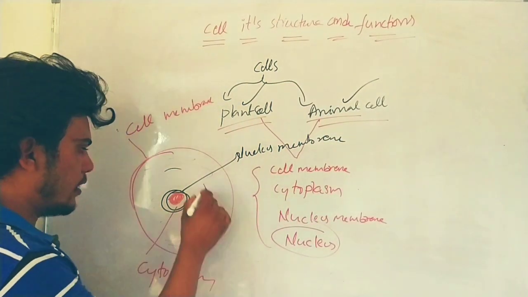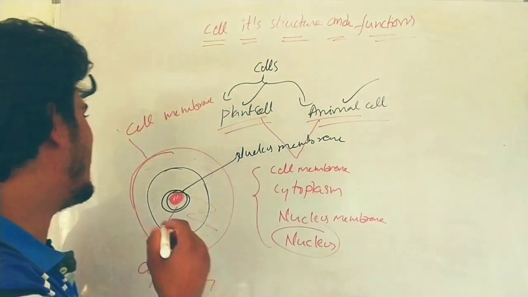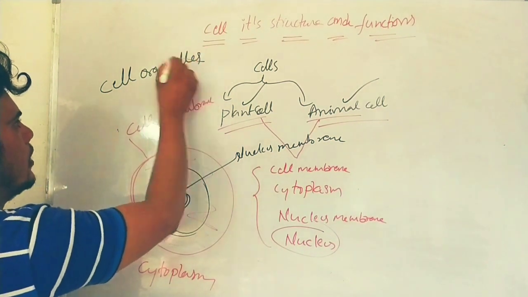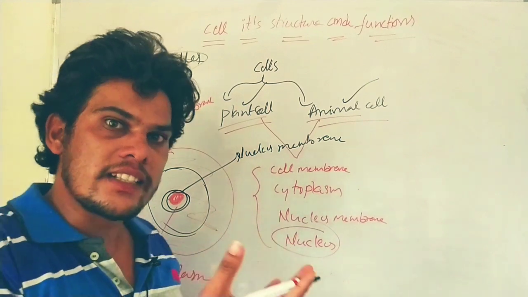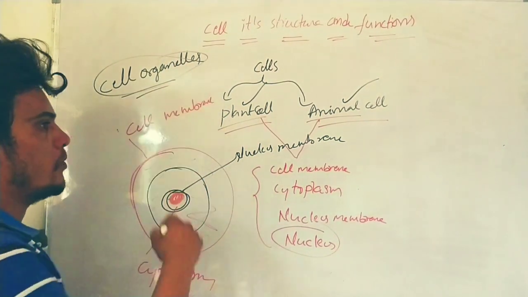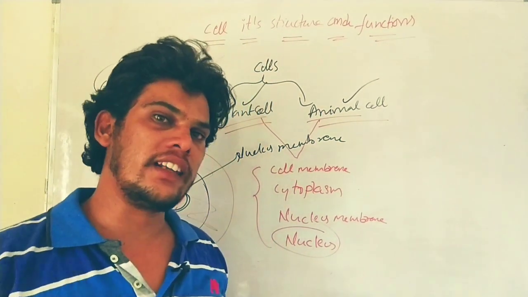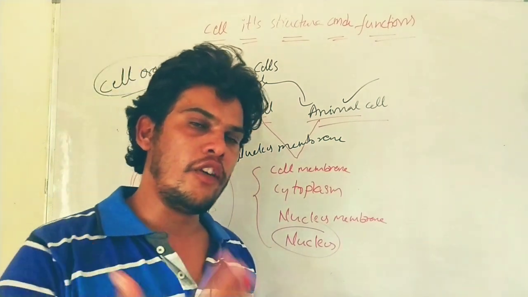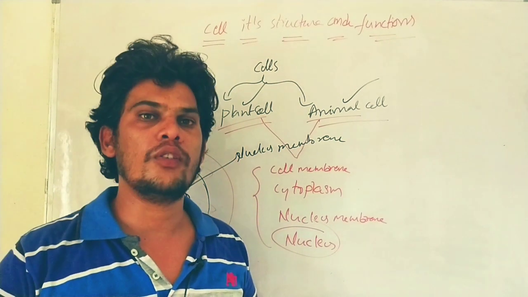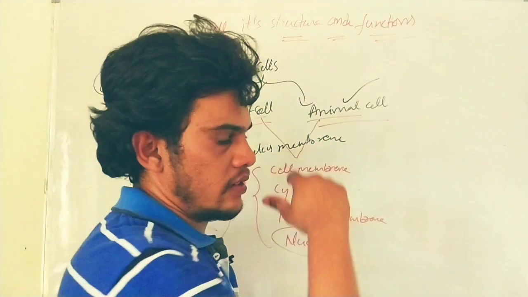In this cytoplasm, the liquid substance, there are a number of cell organelles. Cell organelles means the parts that are floating in the cytoplasm of the cell, the liquid portion of the cell. There are a number of cell organelles. What are the cell organelles? What are their functions? How are they formed? What is their structure? These are all things we are going to learn in the next video. This is only the introduction part of the cell, its structure and functions.